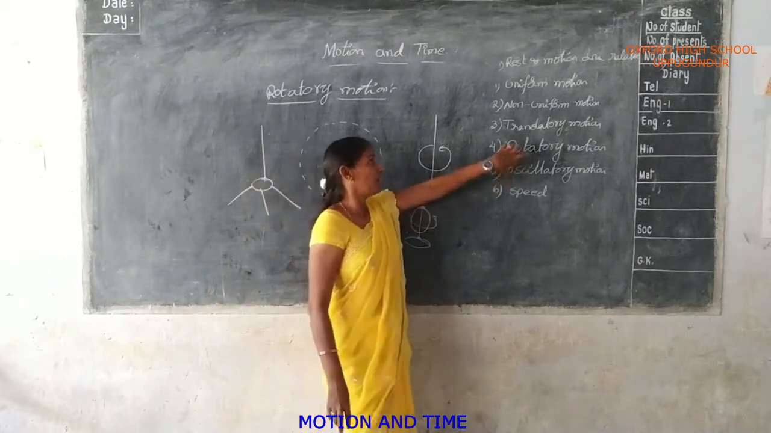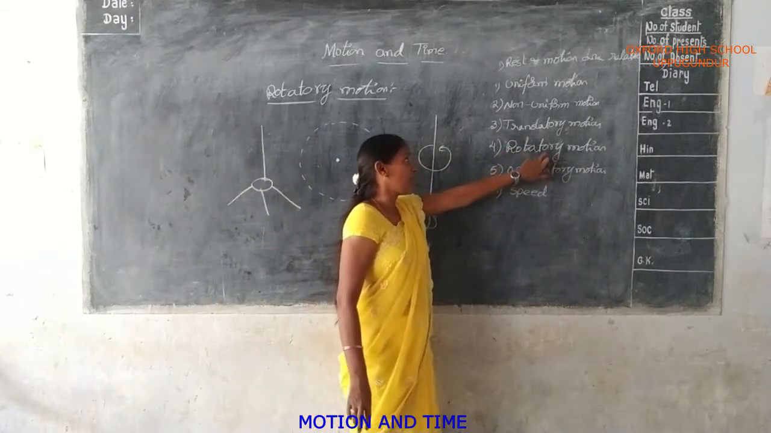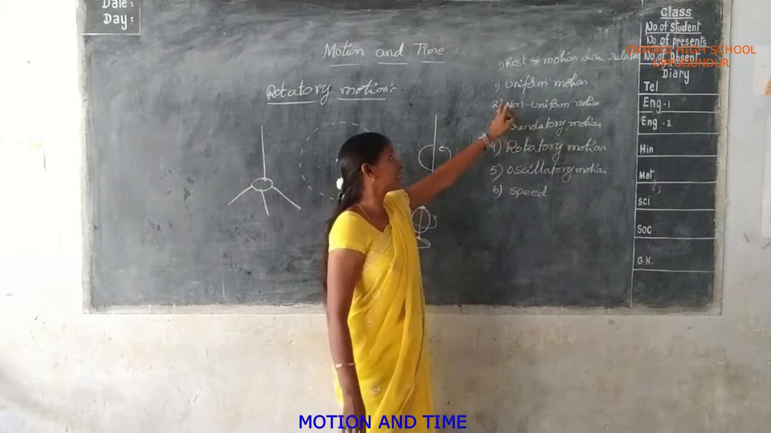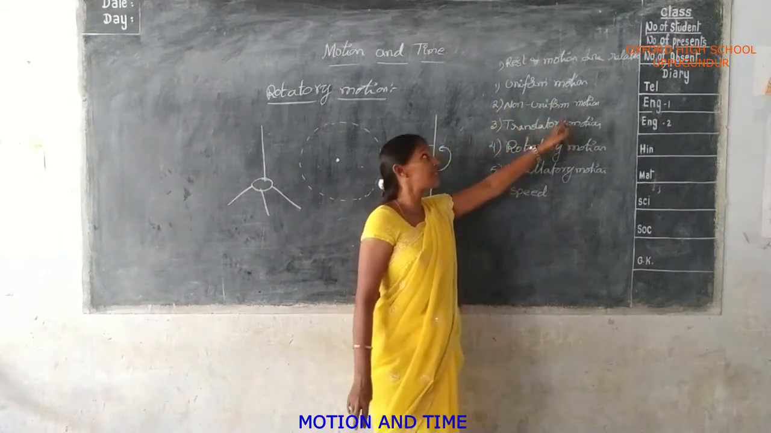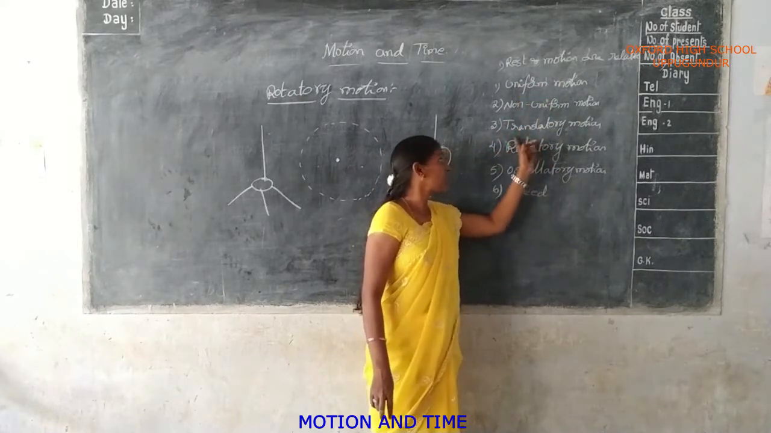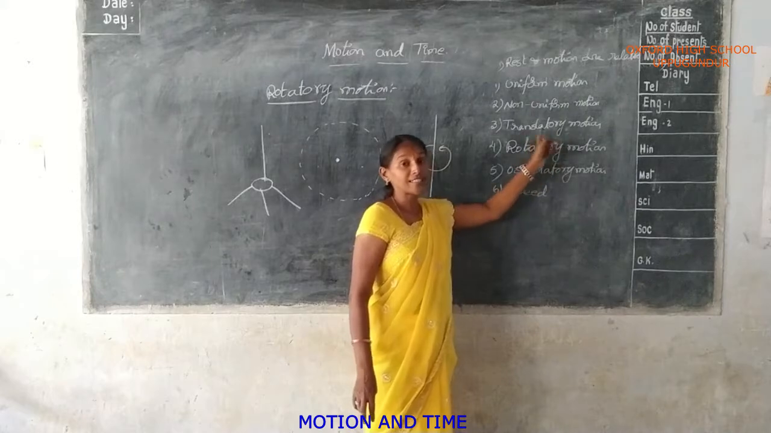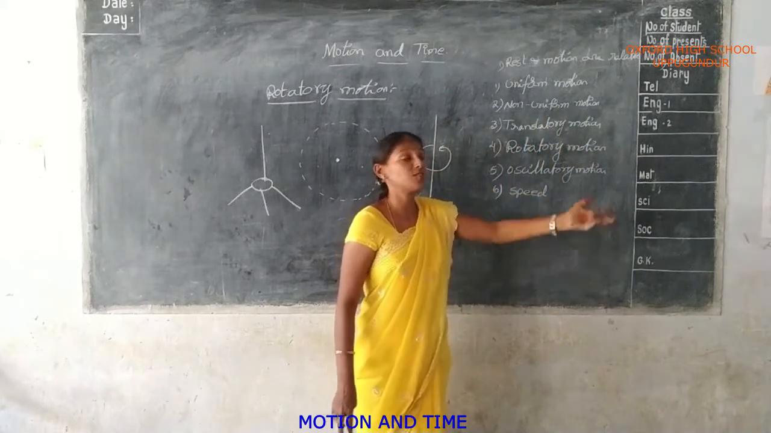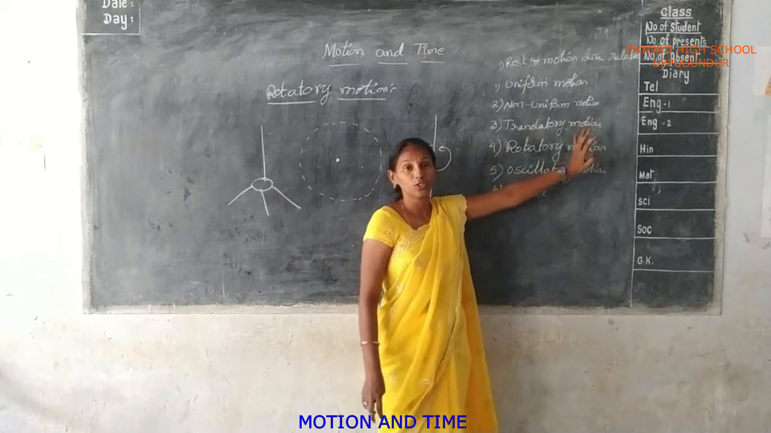So with rotatory motion, we also observe translatory motion; with non-uniform motion we also observe translatory, and with uniform motion also translatory. Oscillatory motion also has translatory motion. So for any object you consider, you observe translatory motion.